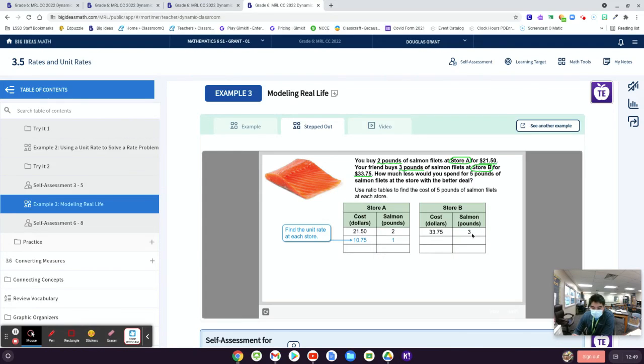Well, we want this 3 to be a 1, so we divide both of these numbers by 3. 33.75 divided by 3 gets you 11.25. 3 divided by 3 is just 1, so at store B, it costs us $11.25 for just 1 pound of salmon, and this is the unit rate. So as we can see, store A is a little bit cheaper than store B.